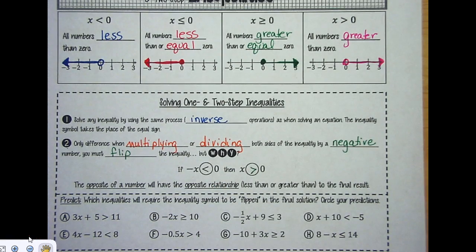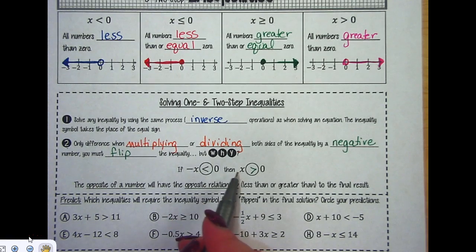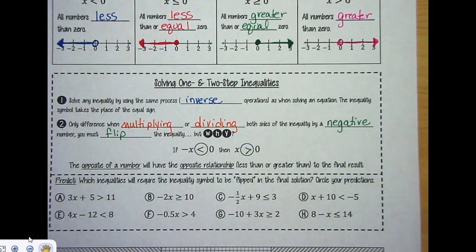The opposite of a number will have the opposite relationship, right? So if this is a negative x, the opposite of that is a positive x, and our variable always has to be positive. So we're going to divide by a negative to get a positive, and that means the opposite has to be true. Have we talked about how negatives and positives are opposite? So the opposite of a number will have the opposite relationship, less than or greater than, to the final result.